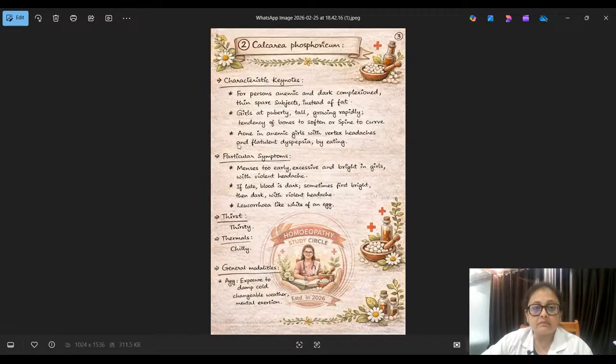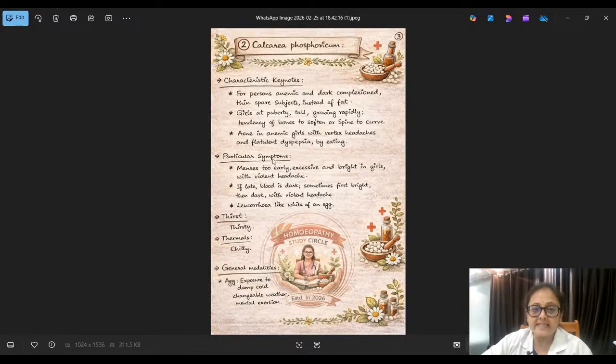So what Allen says in Allen's keynotes: acne in anemic girls with vertex headache. See, so specific. Anemic girls, precocious puberty, bone problems, easy fractures, acne with vertex headache, especially. And in Boericke also it is there that Calcarea phos, headache of school going girls or school going students. So of course, puberty is of school-going age only, no? So acne in anemic girls with vertex headache and flatulent dyspepsia by eating.